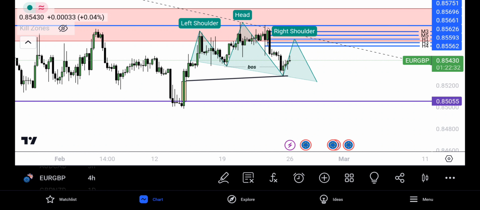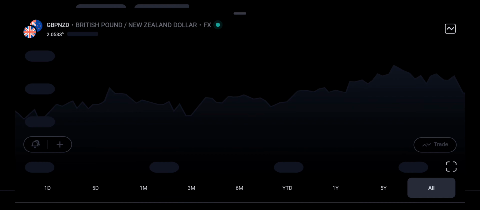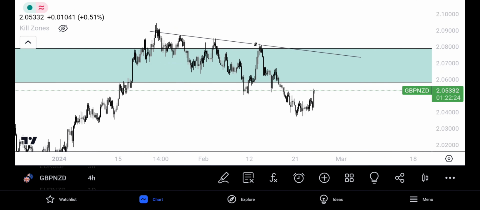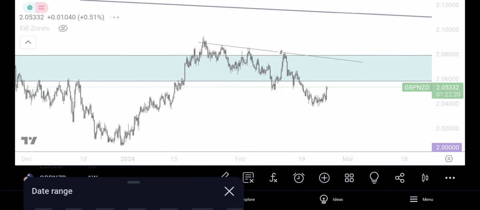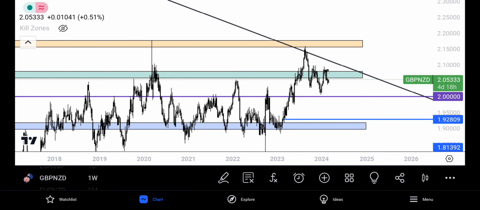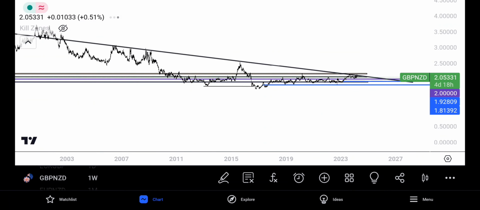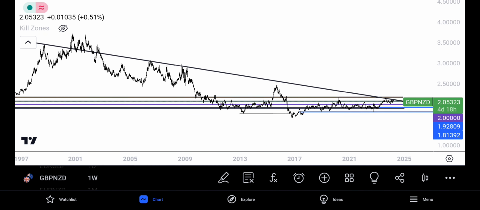So let's get to the next pair, GBPNZD. On GBPNZD, it's very simple. First of all, we go to the weekly time frame, and on the weekly time frame, we can see that overall, this is something that many people might not be seeing, right? But the main thing is that overall on GBPNZD, price is bearish.